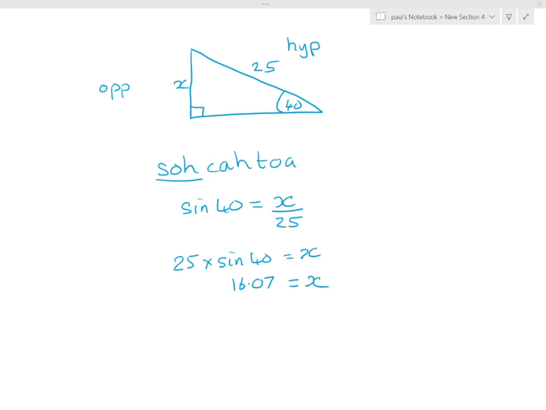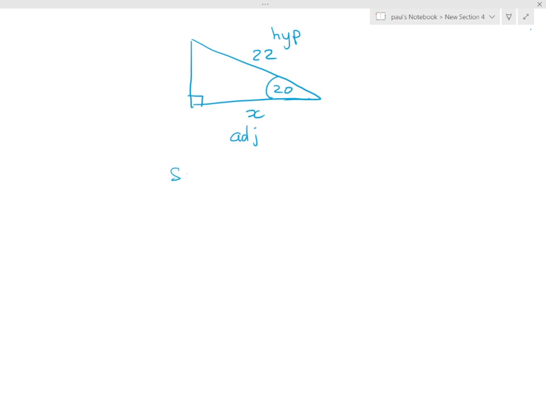Okay, we need more, don't we? Let's have another combination. Use something that doesn't use sine. So there we go. We've got 22, we've got x, and we'll have 20 degrees in there. So from the 20, this is the adjacent and this is the hypotenuse. So SOH CAH TOA. We need adjacent and hypotenuse, which is this one.